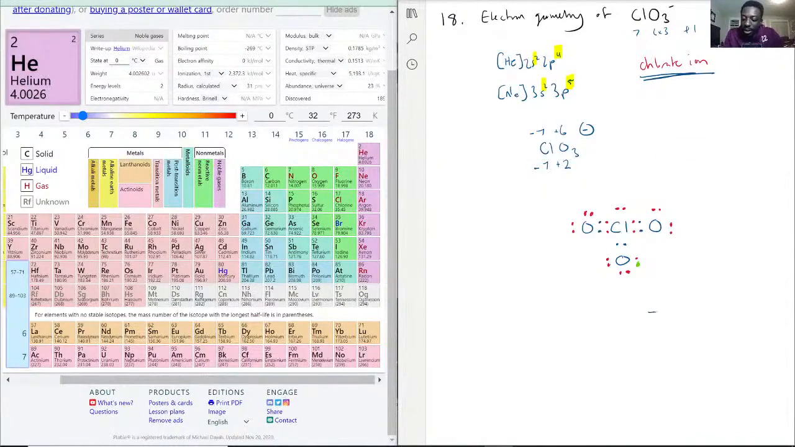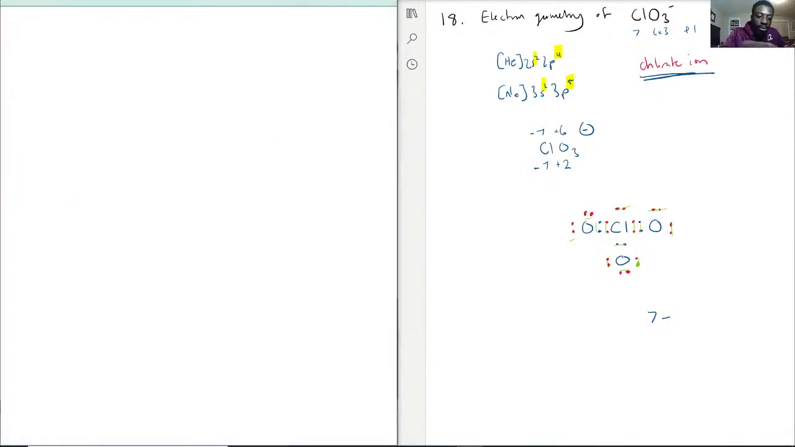So we have 7, we're gonna make sure that it's actually 26 electrons. 6 times 3, let's go 18, plus 7, plus 1, 26, yeah. And we have 2, 4, 6, 8, 10, 12, 14, 16, 18, 20, 22, 24, 26. So we definitely have the right amount of electrons as well.